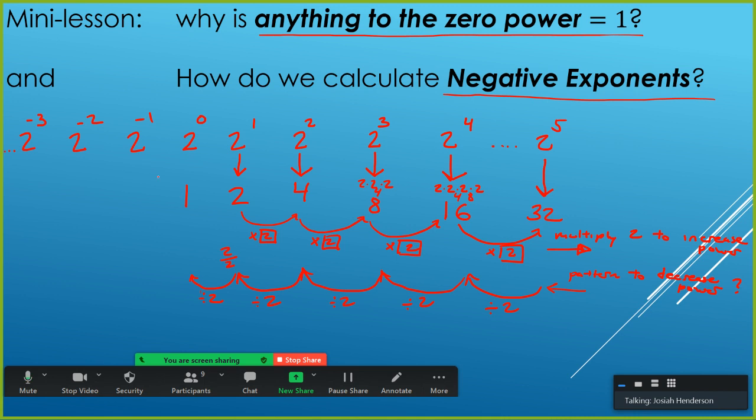Then how about 2 to the negative 1? Well, that would be the 1 we just had, divided by 2. That's 1 over 2. Put that right here. What's 1/2 divided by 2? 1/4. 1/4 divided by 2. 1/8.